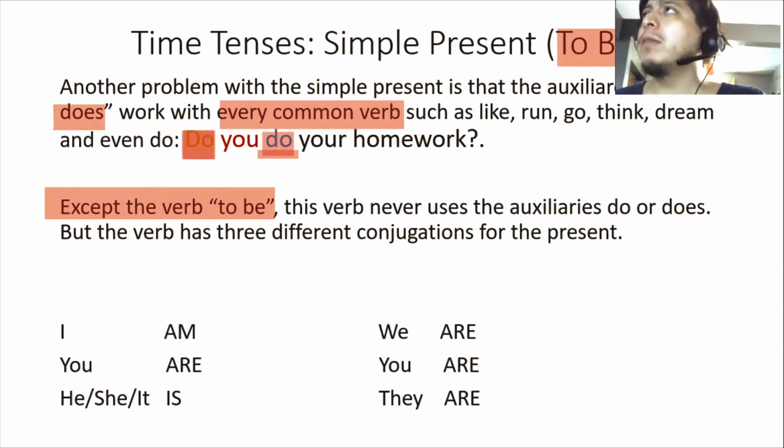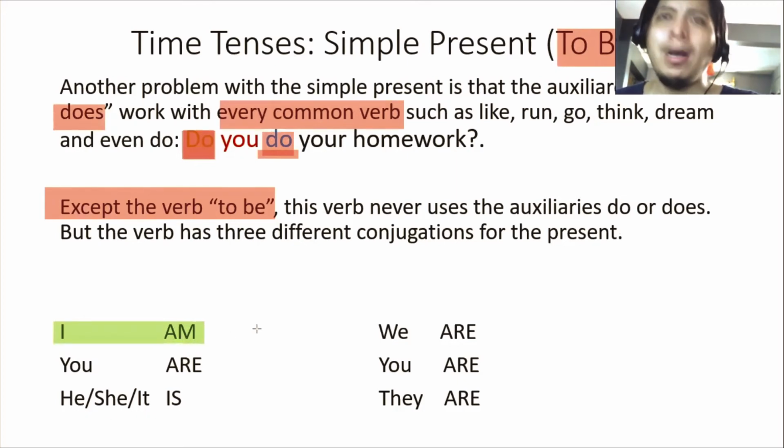El verbo to be, it has conjugations. It has 3 different conjugations. In the singular, first person, I am. You don't say, I do am. No. I don't am.